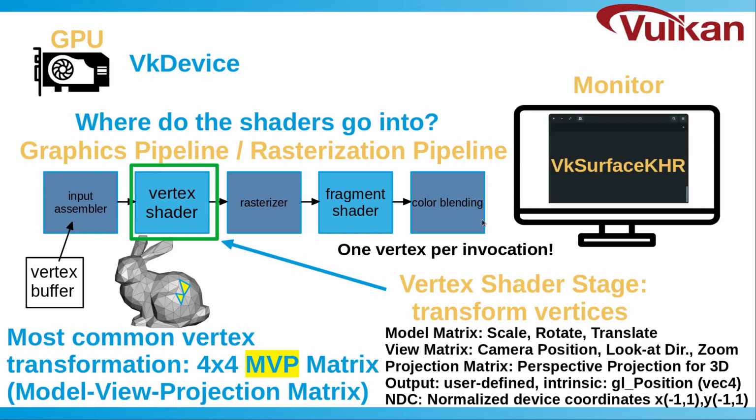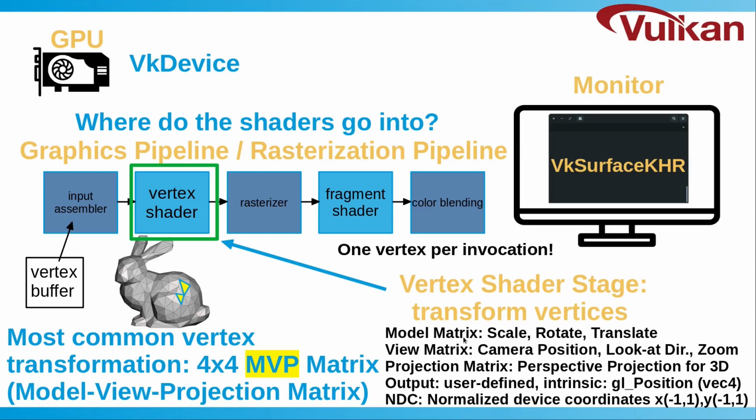The next stage of the graphics pipeline is the Vertex Shader stage. It is used to transform vertices. Per invocation of the Vertex Shader, exactly 1 vertex is processed. The most common transformation that is applied in the Vertex Shader is the Model View Projection Matrix, or short MVP matrix. This is a 4x4 matrix that is the result of multiplying the model matrix, the view matrix, and the projection matrix. So what are those matrices?